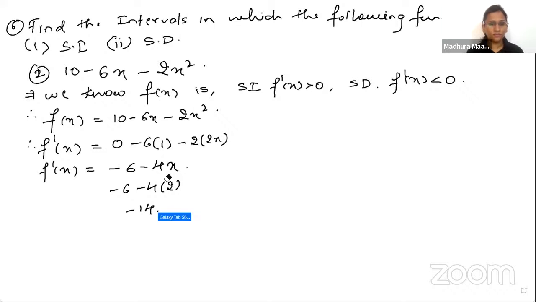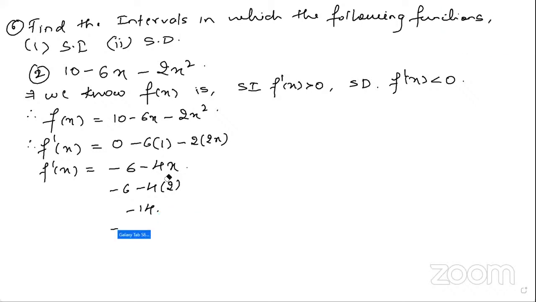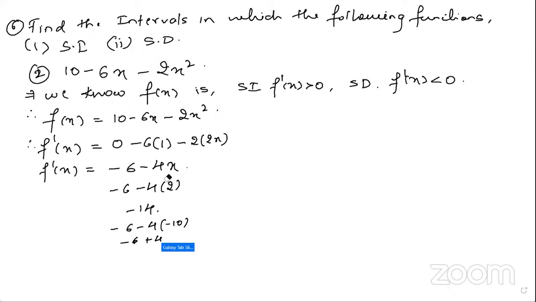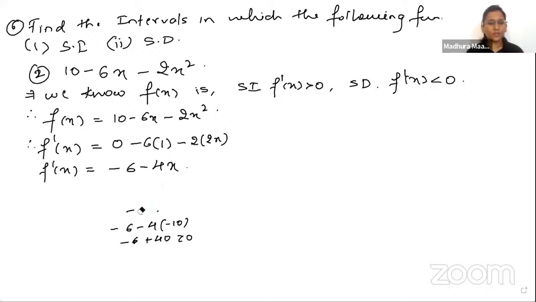-14. Yes or no? Yes, ma'am. Okay, now suppose I take x as, say, -10. Then this becomes -10 and this is plus 40. Now this is positive, right? Yes, ma'am. Okay, so it can be positive, it can be negative. If I directly do the first example, we will not get the answer here. That is why they are telling us to find the intervals.